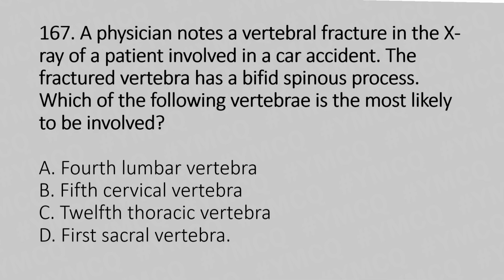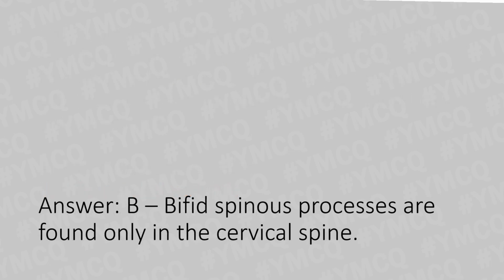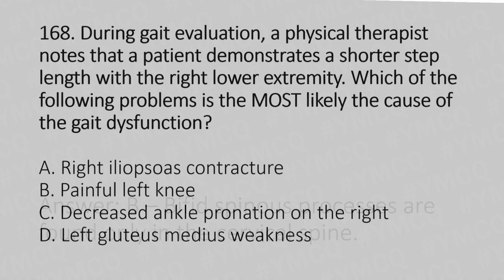Option A. 4th lumbar vertebra. Option B. 5th cervical vertebra. Option C. 12th thoracic vertebra. Option D. 1st sacral vertebra. And the answer is Option B. 5th cervical vertebra. Explanation to this question is, bifid spinous processes are found only in the cervical spine. Now let's move to question number 168.